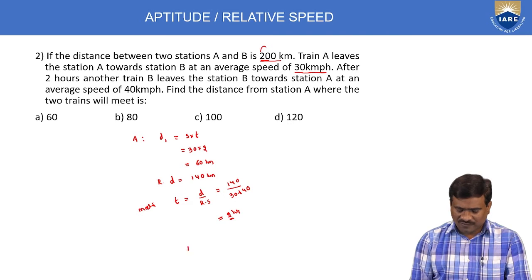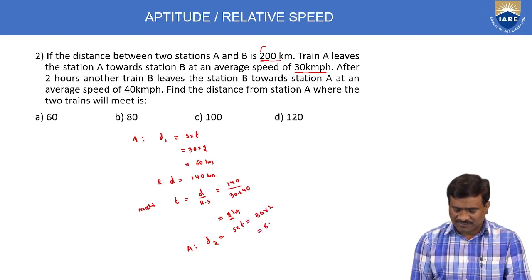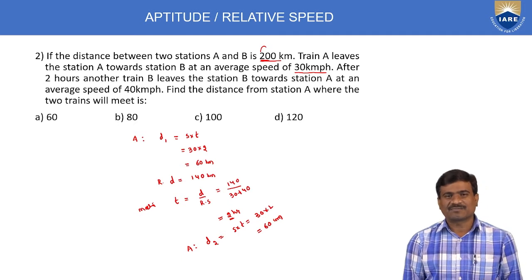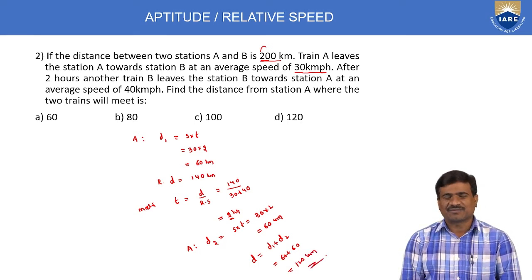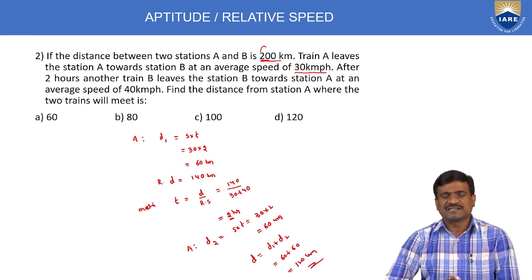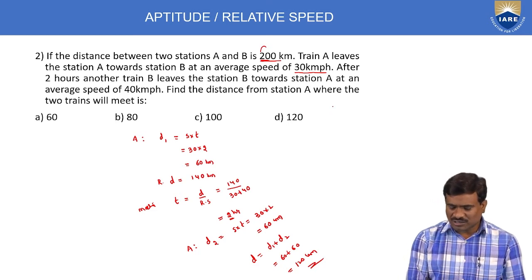Again, the distance covered by A in 2 hours: D2 is equal to S into T, 30 into 2, 60 kilometers. The total distance covered by A up to the meeting point: D is equal to D1 plus D2, 60 plus 60 is equal to 120 kilometers. This is the general procedure. Next, the shortcut method.